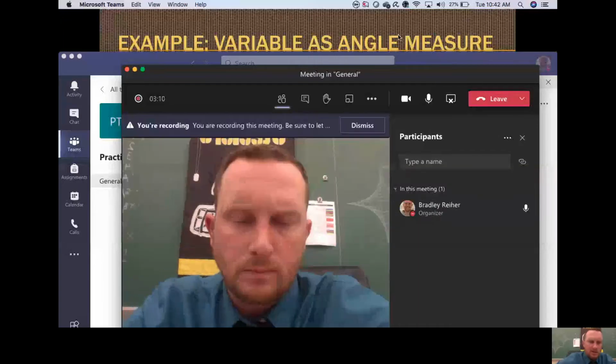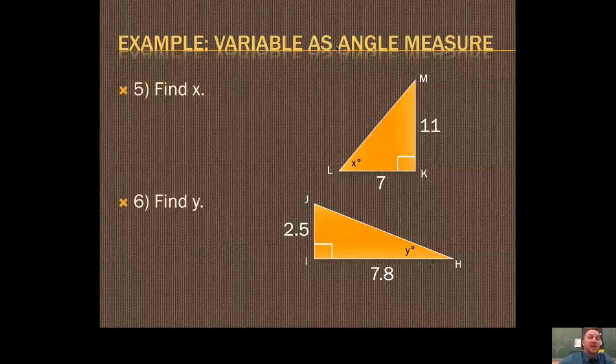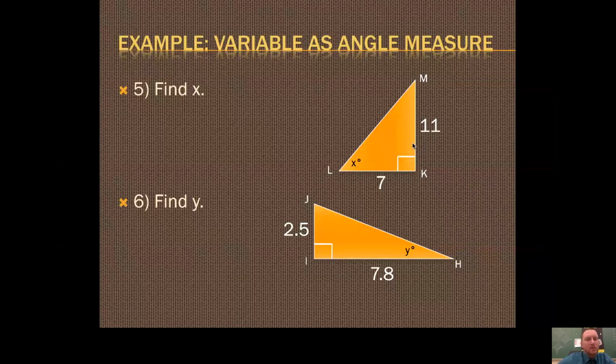This is section 7.5 on the tangent ratio. We're going to look at some examples where you're missing the angle measure. This is a right triangle, and you have the length of both legs. That's why we're going to use tangent.